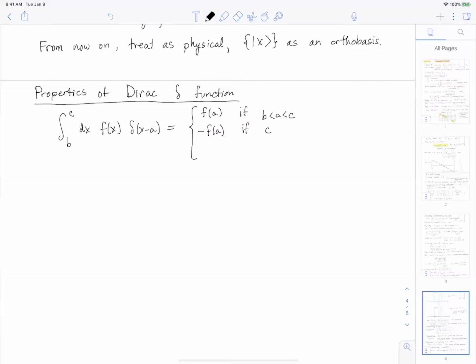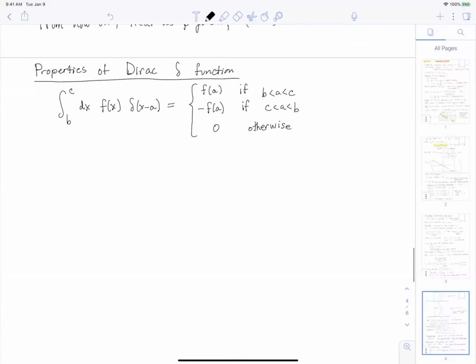So that's if c is less than a is less than b, and it's 0 otherwise. So that would include all cases where a is not between b and c.